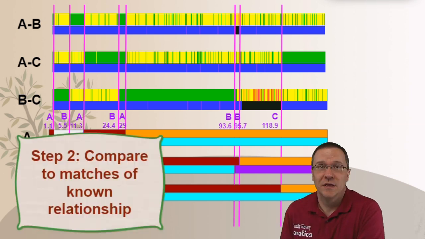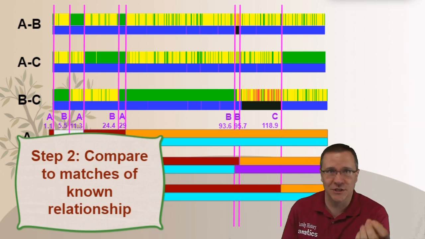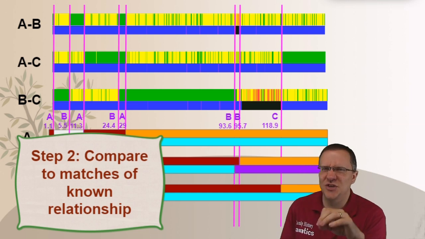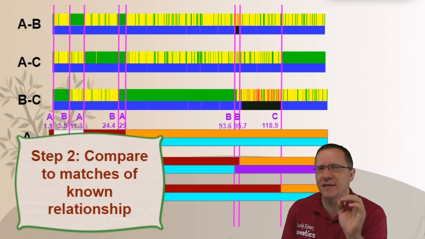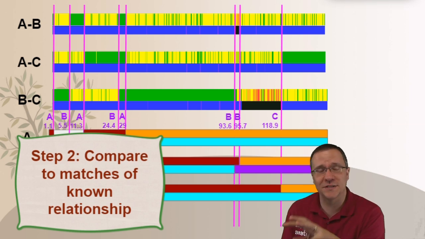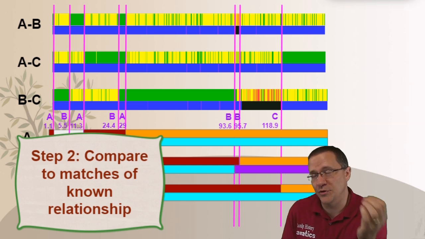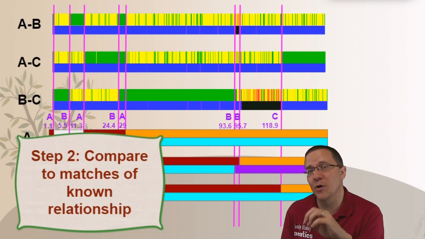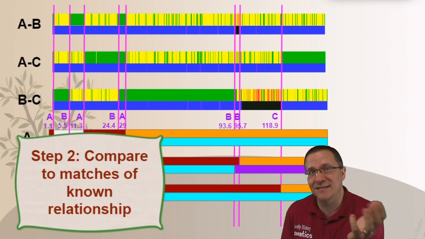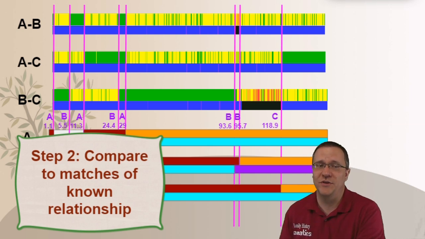So step two is you need to have some kits that you know your relationship. Now you don't necessarily need to know the exact relationship, but you at least need to know which grandparent that person is related to you through. Now for this chromosome, I actually have four that I know are related through the paternal grandfather, and I have four that I know are related through the maternal grandmother. So I'm going to use those 8 different cousins to compare which of these colors belong to which people.